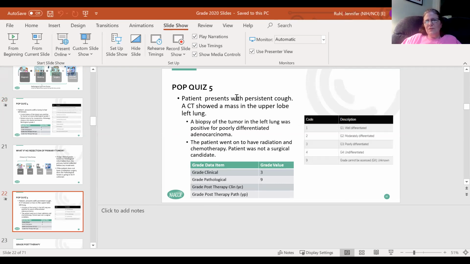So on this one for the lung, you do not have a surgical resection. So you cannot use the grade clinical 3 for the grade pathological because you did not have a surgical resection. So just remember that you have to have a surgical resection to fill in the grade pathological. If you don't, it's always going to be a 9.